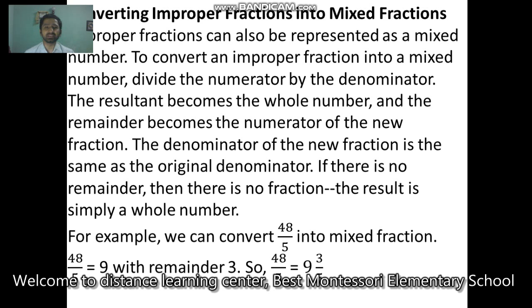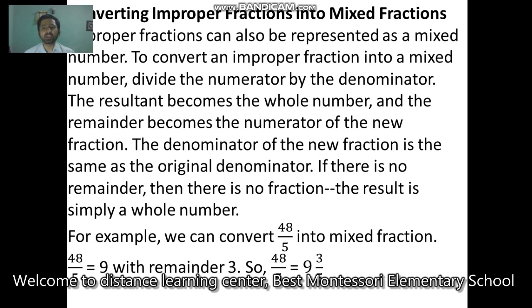We do not use decimals in fractions. I repeat again, 48 divided by 5 means 5 9s are 45 and remainder 3. That means 48 by 5 can be written as 9 whole. 5 9s are 45, that's why 9 whole. And what is the remainder? 3. Now the remainder is written in the numerator and 5 itself is the denominator. The denominator never changes. The 5 is the denominator, 9 is from 5 9s are 45, and 3 is the remainder written in the numerator.